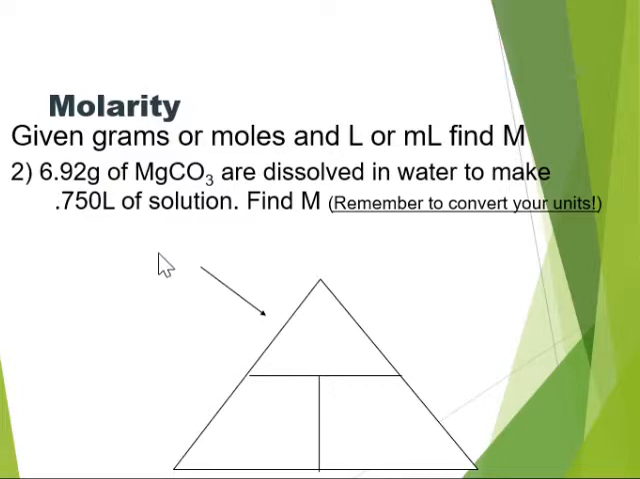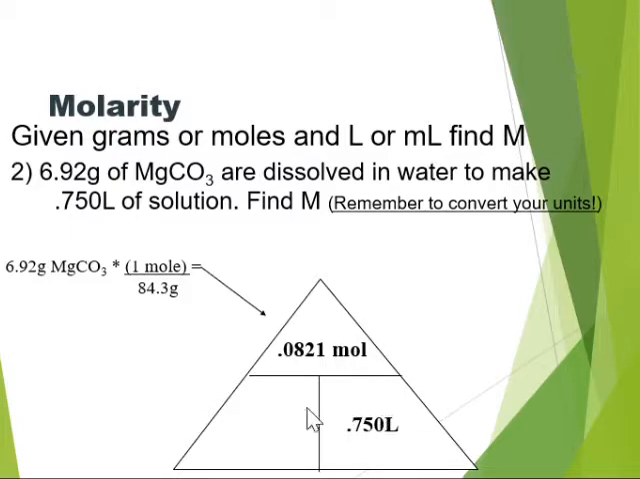So you would have to figure out the molar mass of magnesium carbonate, dissolved in water to make 0.750 liters of solution. So we don't have to worry about changing those. Okay, find the molarity. The first thing you're going to do is turn these grams into moles. Since I started with grams, I'm going to divide by the molar mass. The molar mass of magnesium carbonate is 84.3. So 6.92 divided by 84.3 gives you 0.0821 moles.